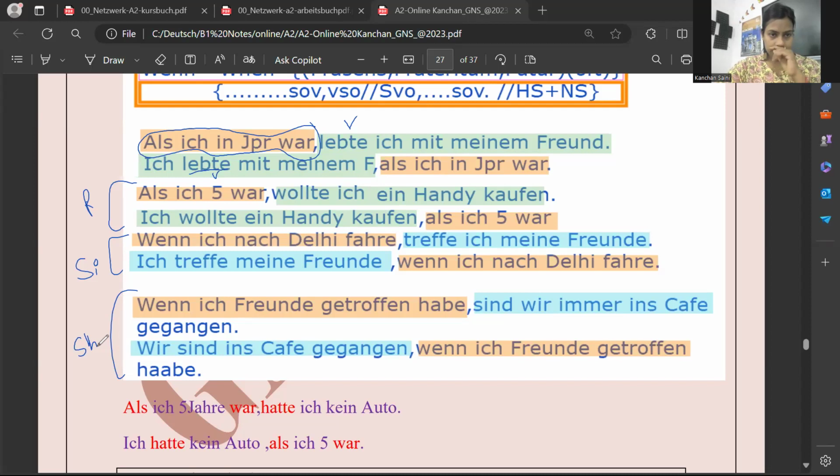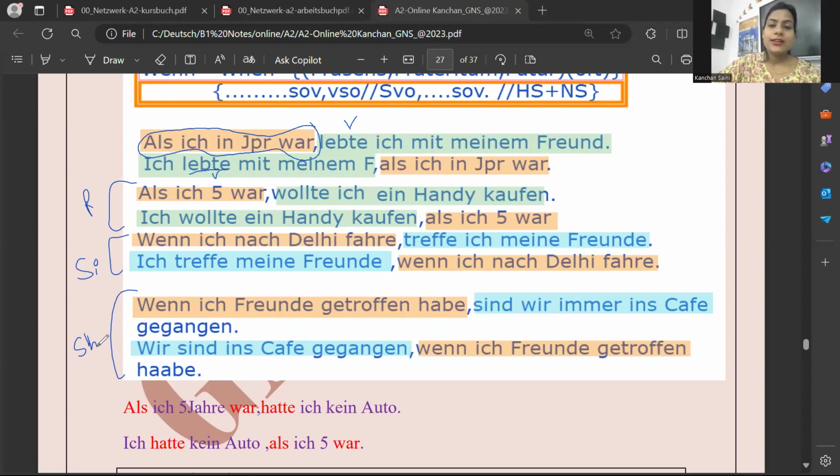Now, Sia, please continue the next two. Wenn ich nach Delhi fahre, treffe ich meine Freunde. When I was in Delhi, I met with my friends. Ich treffe meine Freunde, wenn ich nach Delhi fahre. I met with my friends when I went to Delhi. When I went to Delhi or whenever I go to Delhi, when I travel to Delhi. Okay, on behalf of the verb, the verbs are only treffe and fahre. Both are in the present. So I meet my friends when I travel to Delhi. When I go to Delhi, I meet my friends.